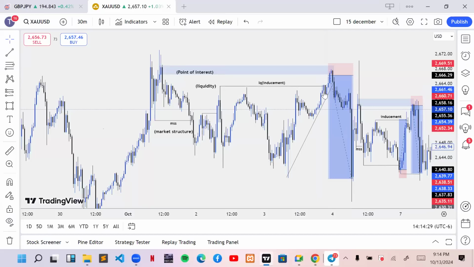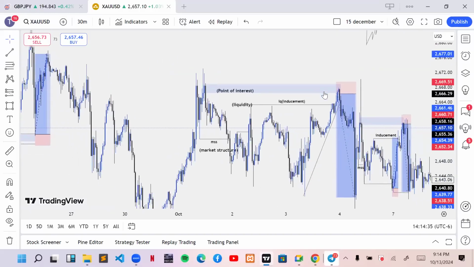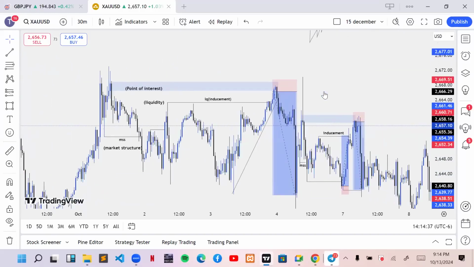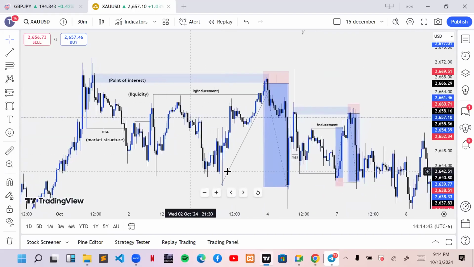Then this should be for reaction. This should be for analysis. So look at the left side. What's happening here? Then this should be for your take profits and everything. But here is what you're going to analyze and trade. You understand? Okay, bro.